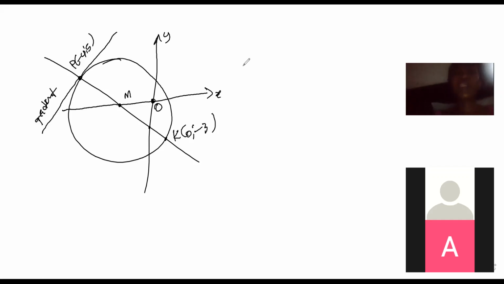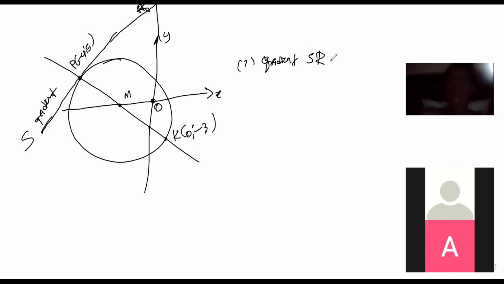So the first question, they were asking you to determine the gradient of this line SR. Okay, so this was going up all the way. This is R, and there's S somewhere this side. So we're getting the gradient of line SR. Okay, sorry guys, I'm struggling to share the question paper. I don't have it on my phone, so I was just gonna look at it from my phone.